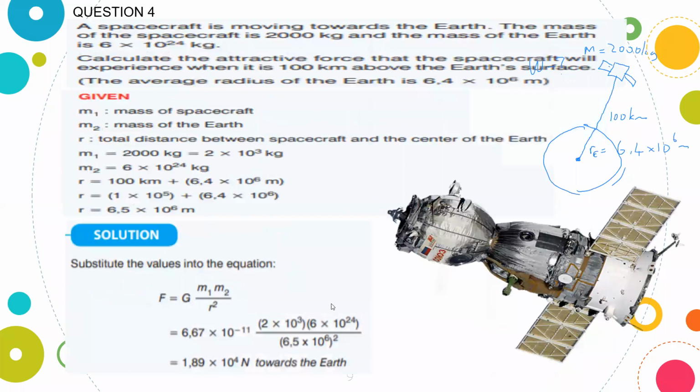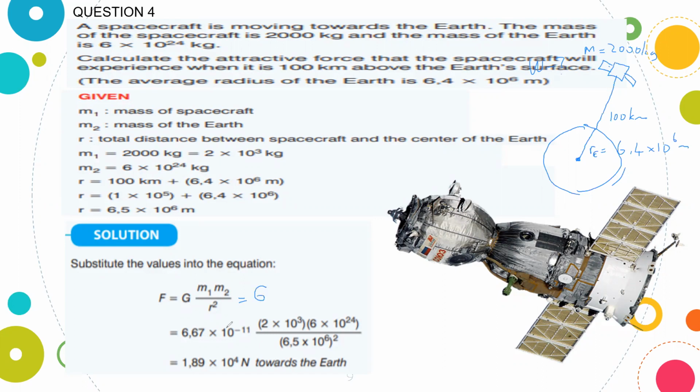All right, let's continue. Let's see our solution. People, first of all, this is our formula, the gravitational force formula. What we know: force equals G times M1 times M2. And what is our M1? What's our M2? Let's write now.